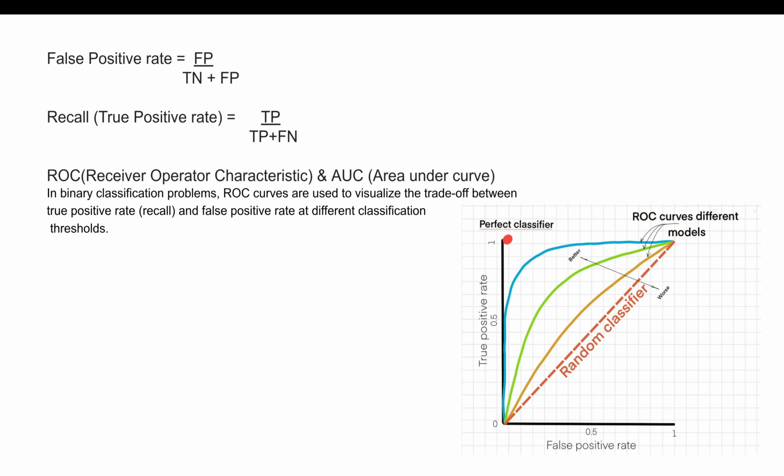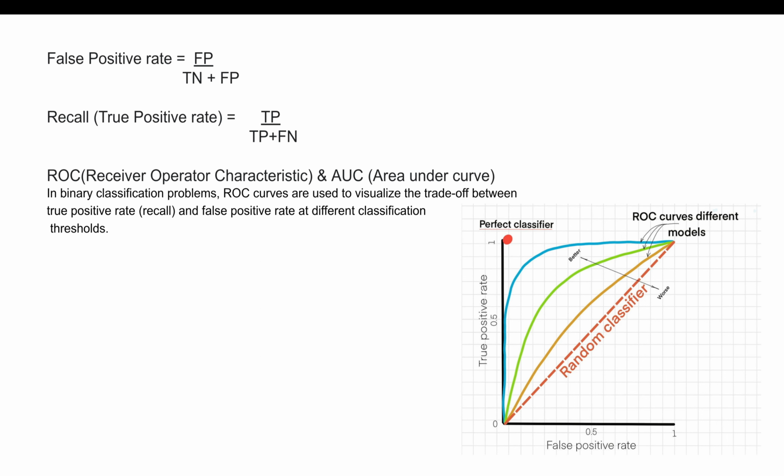Now similarly you have something called ROC and AUC. ROC is the receiver operator characteristic, and AUC is the area under the curve. Remember that there is something called the false positive rate. False positive rate is nothing but FP divided by TN plus FP, the rate of your false positives, divided by your true negatives plus false positives.